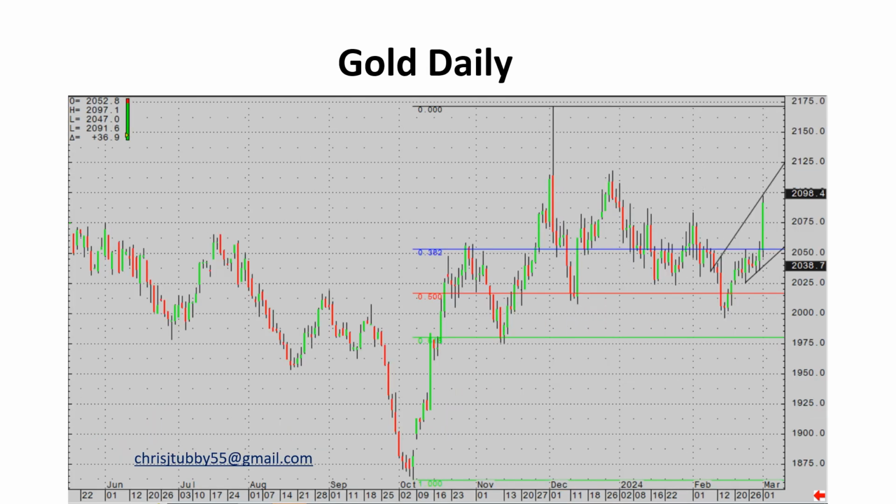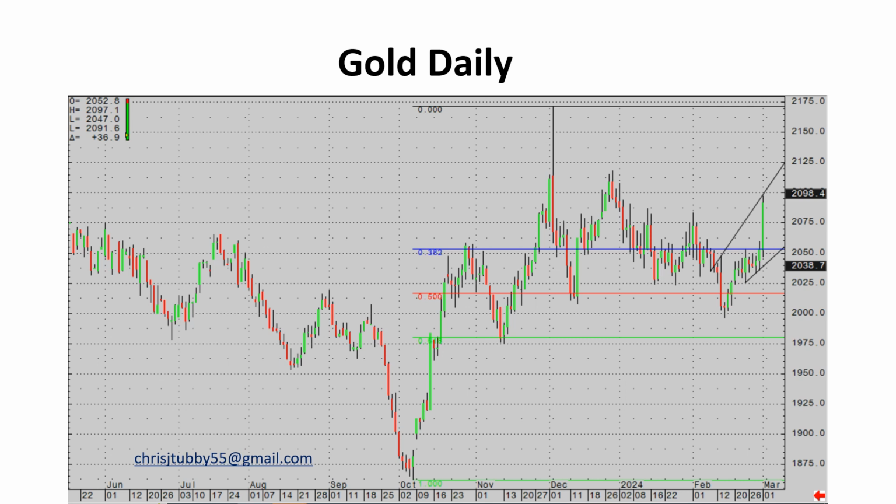Okay, so moving on to gold. That had a big rally on Friday, a $50 rally on Friday. So I've managed to get resistance on at 2,098 and support at 2,038. And then again, I put the fibs on here.